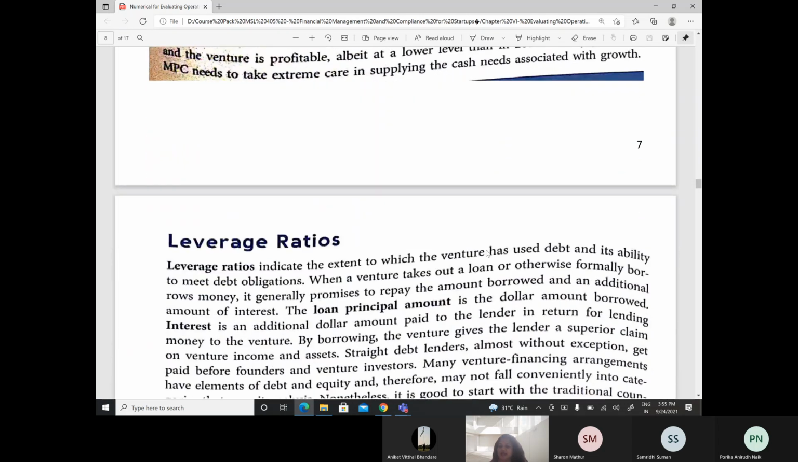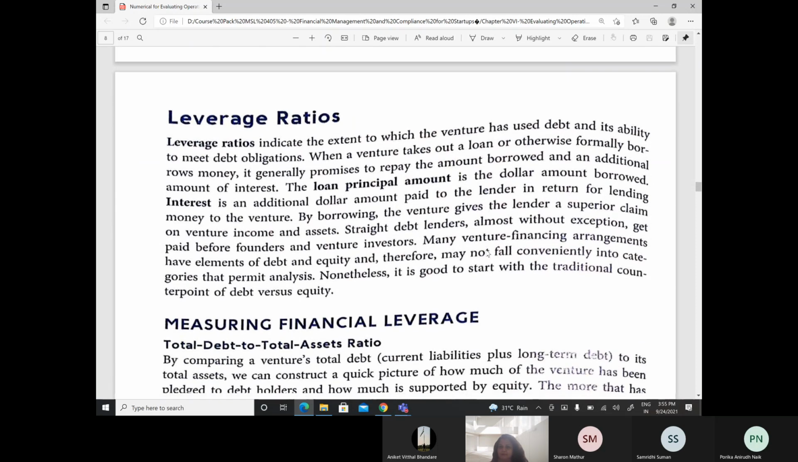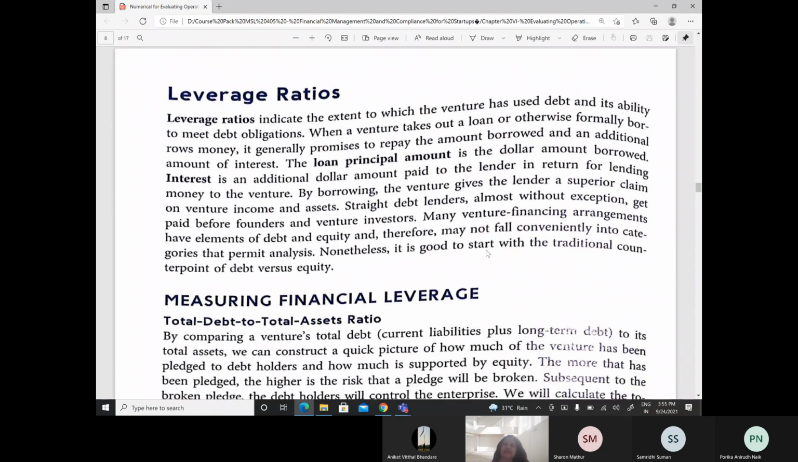Okay. So any doubts, any questions on the liquidity ratios so far? Okay, so these were the three very important liquidity ratios: current ratio, quick ratio, and the net working capital to total assets ratio. Now we come to the second bucket of ratios, which is called leverage ratios. Let's see what they are.